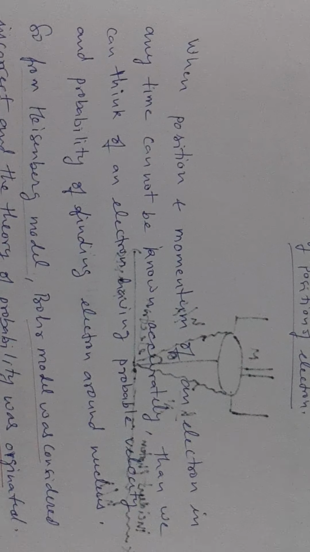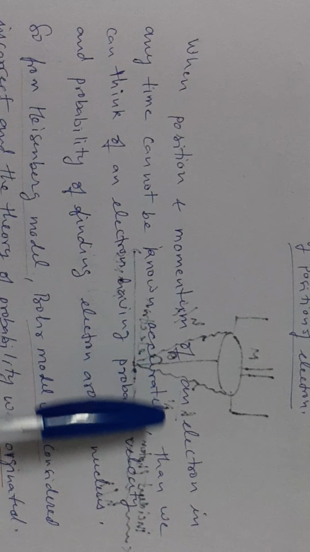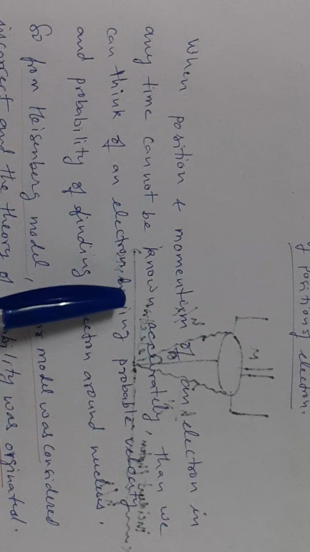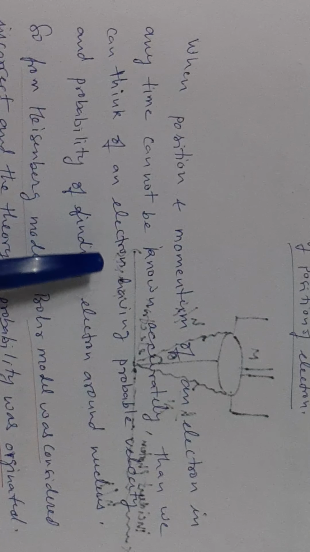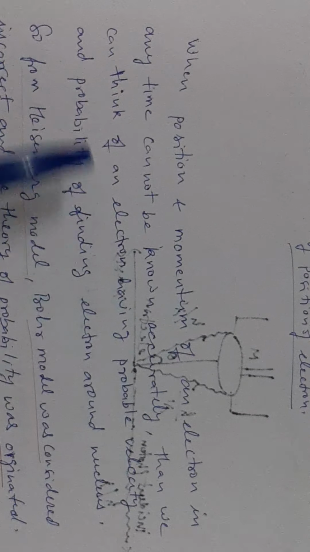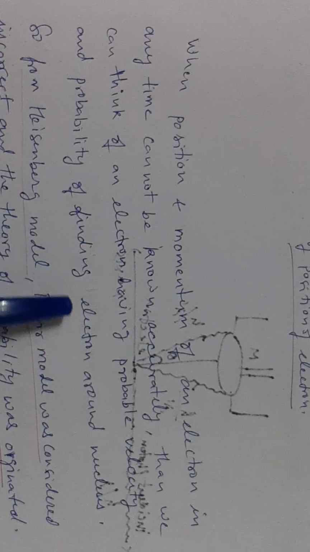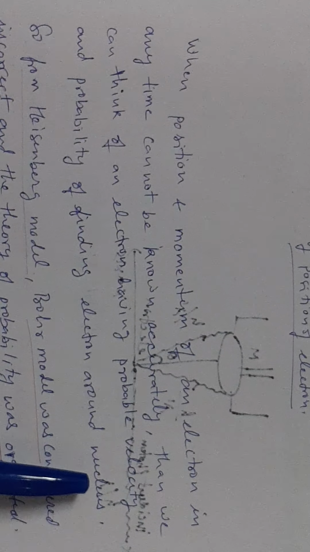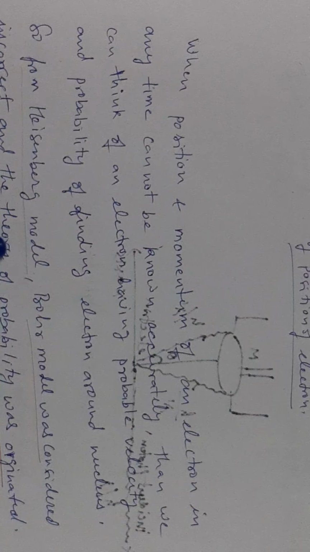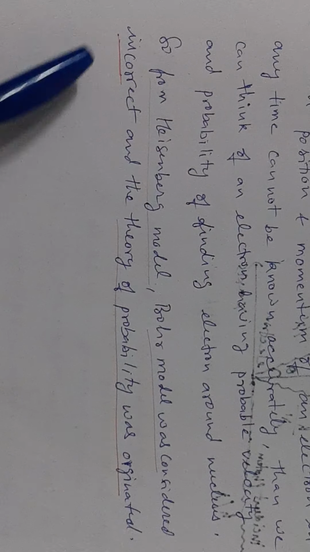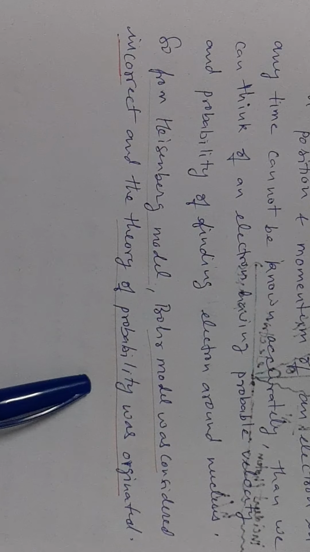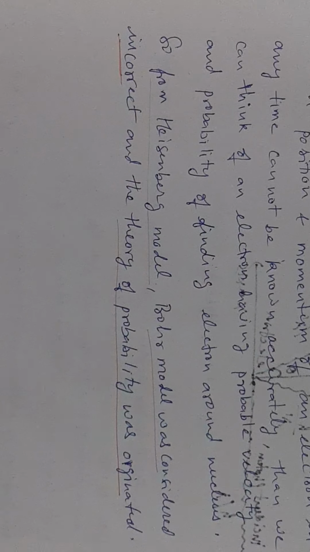So when the position and momentum of an electron at any time cannot be known accurately, we can think of an electron having a probable velocity and a probability of finding the electron around the nucleus. So from the Heisenberg model, the Bohr model was considered incorrect and the theory of probability originated. So next will be the theory of probability.